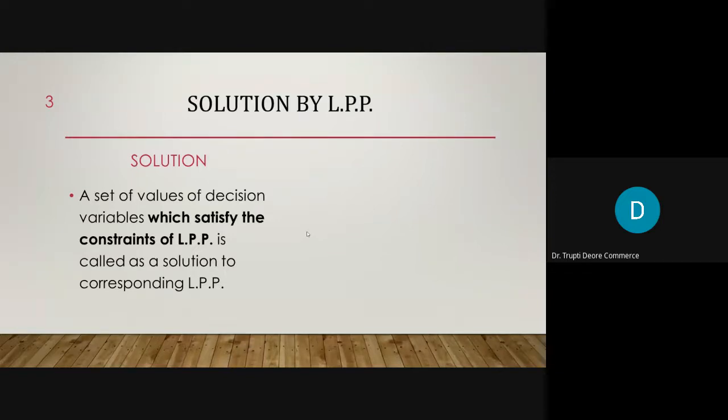आपण LPP चे constraint बघितले. Constraints म्हणजे काय आहे? It's a limitations, right? So limitations म्हणजे काय आहे की तुम्ही जेव्हा LPP फॉर्म करता त्याच्या ज्या कंडिशन्स आहेत, त्याला जे रिसोर्सेस आहेत, त्या रिसोर्सेसच्या ज्या लिमिटेशन्स किंवा लिमिटेड माहिती आहे रिसोर्सेसची, त्याच्या बेसिसवर आपण काय करतो? कन्स्ट्रेंट्स फॉर्म करतो. सो कन्स्ट्रेंट्स ऑफ LPP जिथे सॅटिस्फाईड होता त्याला सोल्युशन असं म्हणतात. So it's a set of values of decision variables which satisfy the constraints of LPP is called as a solution to corresponding LPP.